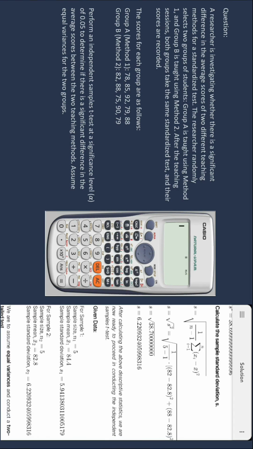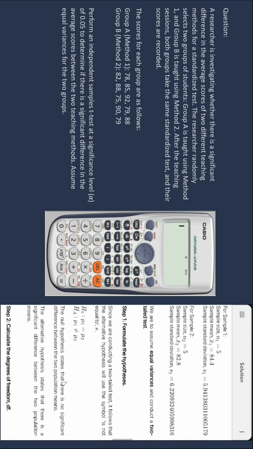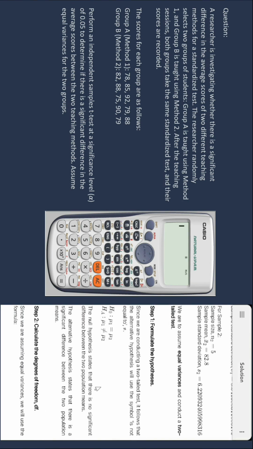Now that we have the relevant descriptive statistics for samples 1 and 2, we now proceed with performing the independent samples t-test. Step 1, we formulate the hypothesis as shown below. So we have, since we are conducting a two-tailed test, it follows that the alternative hypothesis will use the symbol is not equal to. So here is the symbol for the null hypothesis and the alternative hypothesis.